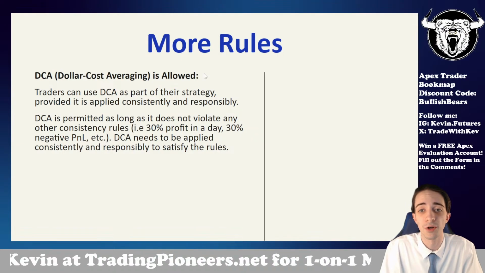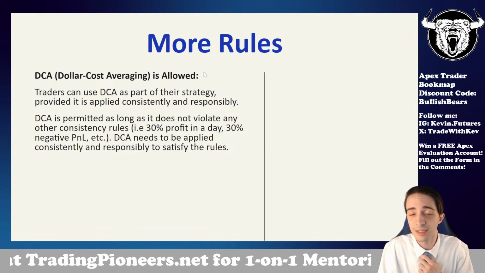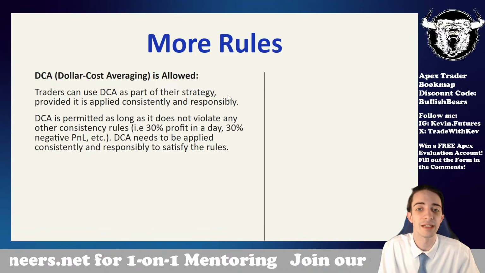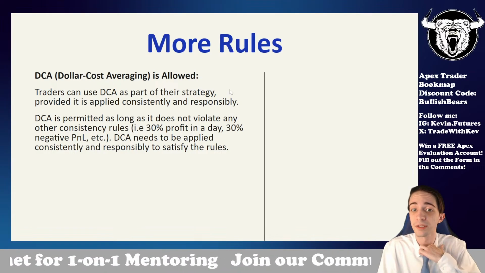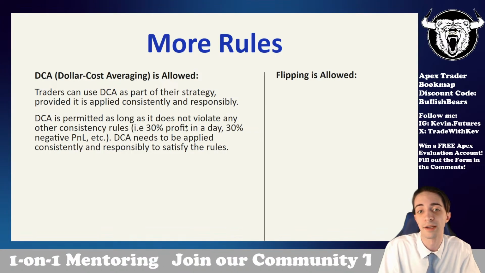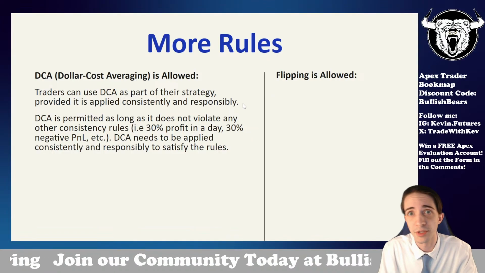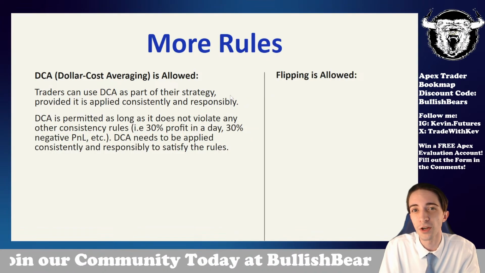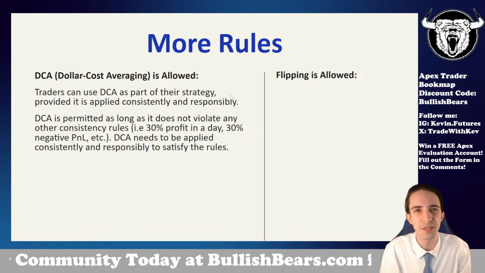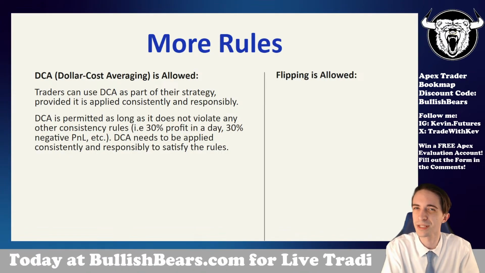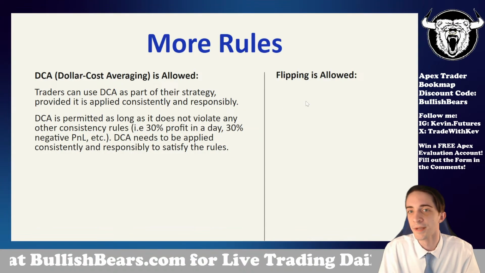DCA is permitted as long as it does not violate any other consistency rule, like I just mentioned, 30% in one day, negative P&L. DCA needs to be applied consistently and responsibly to satisfy the rules. So flipping is allowed. I know I mentioned earlier flipping's not allowed, but I was more referring to if you're trading a 50K account, don't try to turn 50K into 100K in a week, because they're not going to be a fan of that.